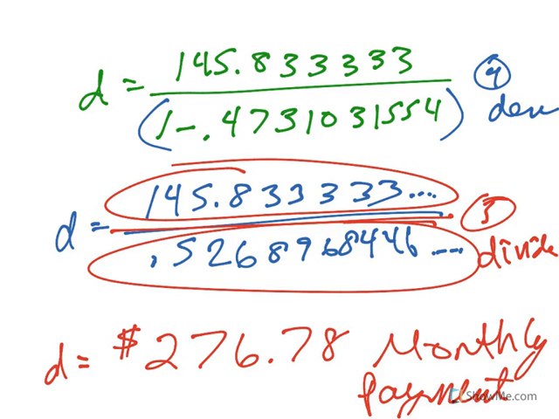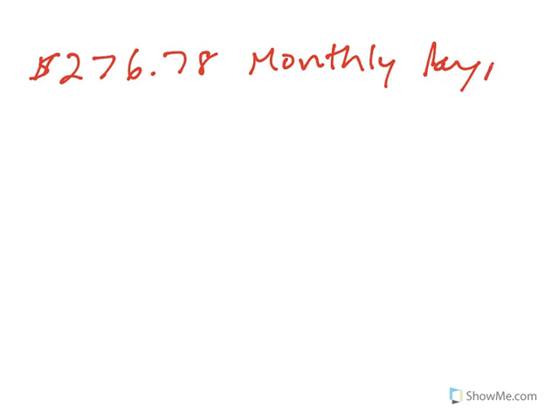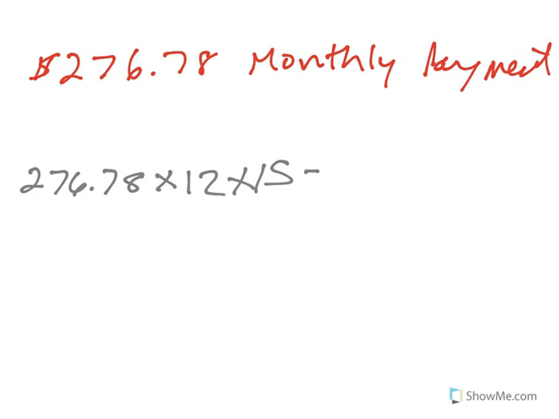Now, if you remember, the question here said, what do we know? Based off of this $35,000 student loan balance, a 5% interest rate for 15 years, what do we know? So we know that the monthly payment would be $276.78. Well, we can find out other things as well. So if $276.78 is the monthly payment, well, think about what that means. That means I'm paying this much every month. That's 12 times in a year, and for 15 years.